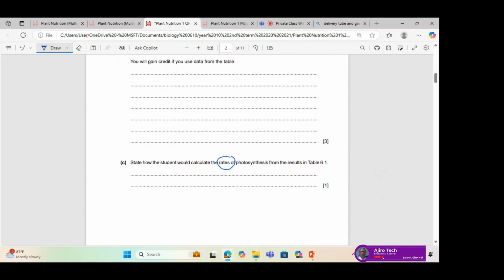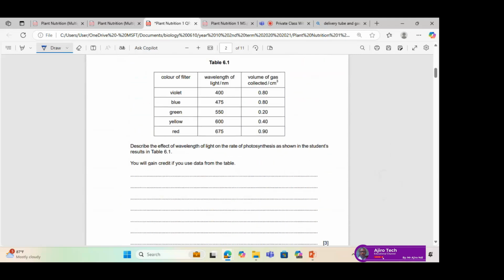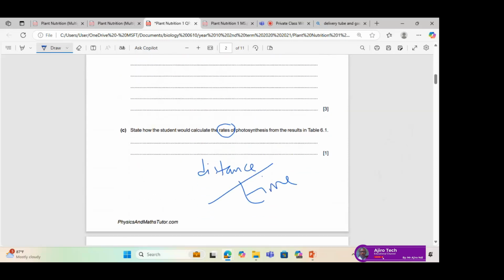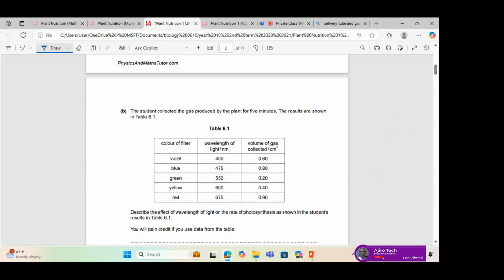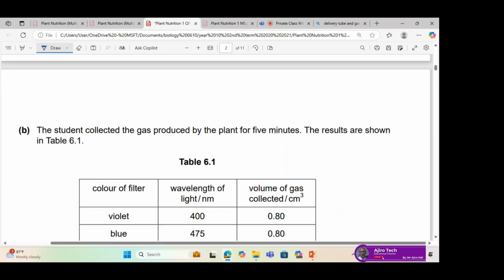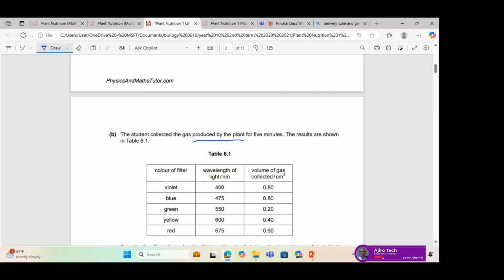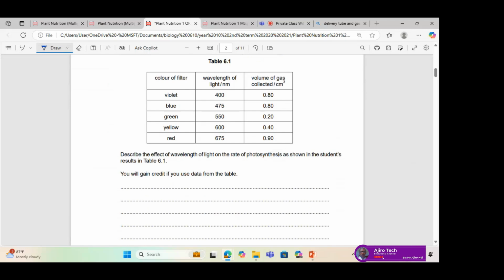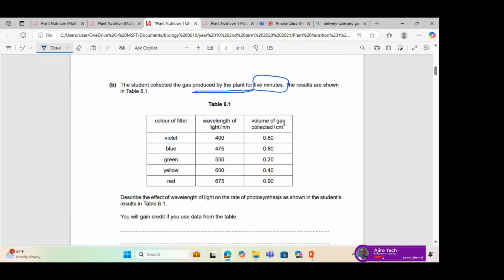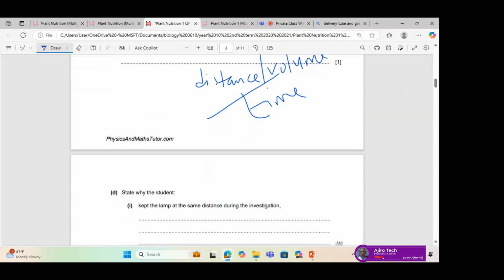Okay, usually anytime they say calculating rate, rate has to do with distance over time, or volume, anything, whatever parameter is being considered in relation to time. Now here we are looking at volume of gas collected, so that's what you have over time. Look at what they said now: the students collected the gas produced by the plant for 5 minutes. If they ask for the rate of photosynthesis, of course, it's the volume of gas collected per unit time. So it's volume over time, and the time there is 5 minutes. So the volume divided by 5 minutes. Good.